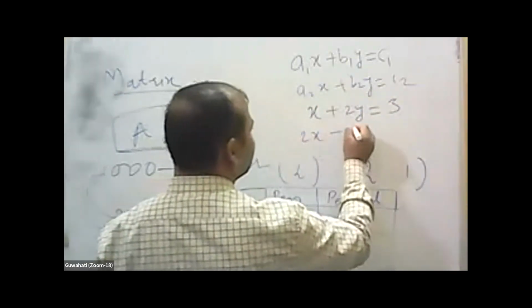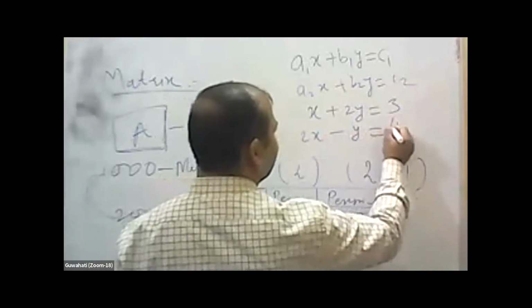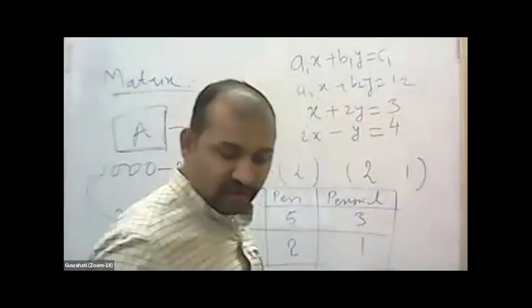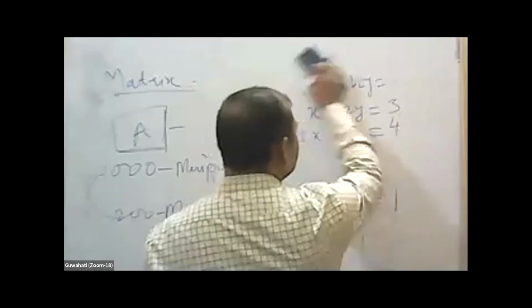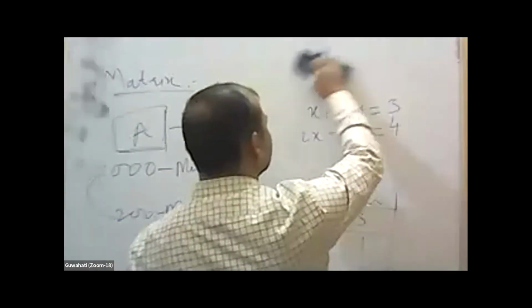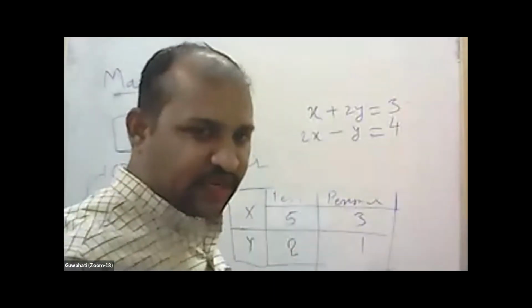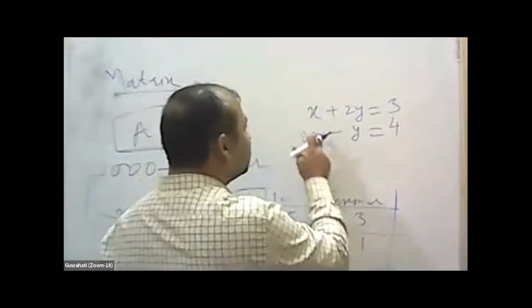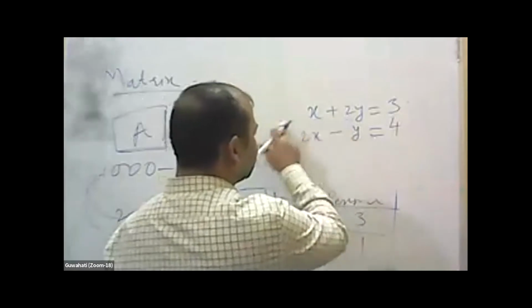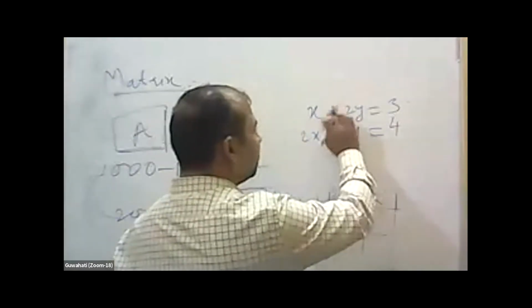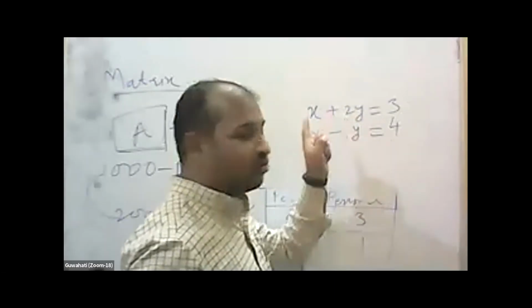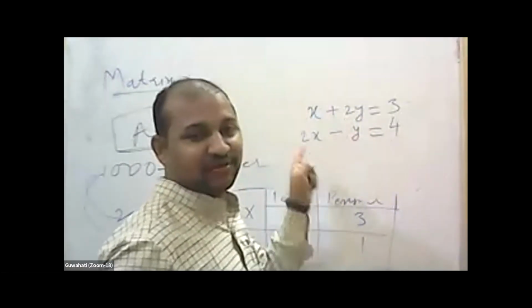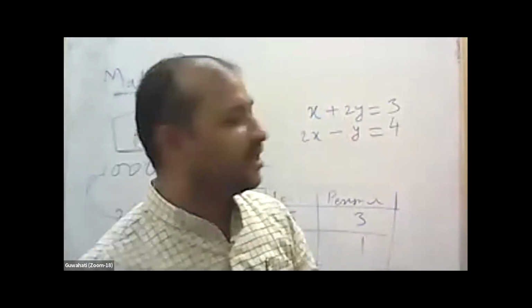2x minus y is supposed to be 4. Right. So now I'm interested to find the solution of these two simultaneous linear equations. Why do we call it simultaneous? Because the dependency of this equation is along with this. These are the combination of two variables x and y together with two equations. That's why we call it a simultaneous equation.